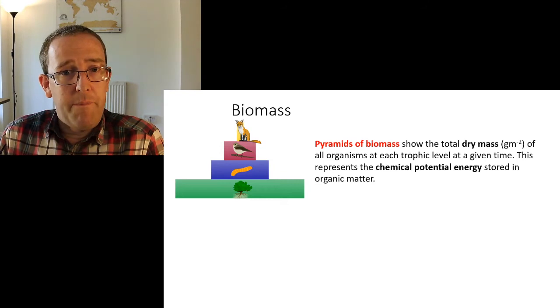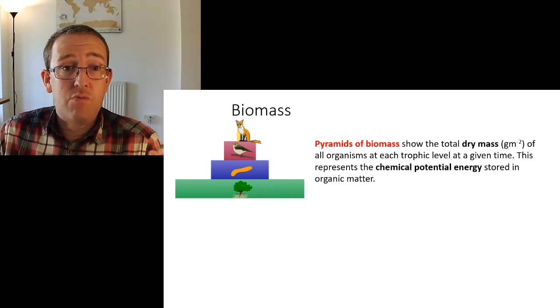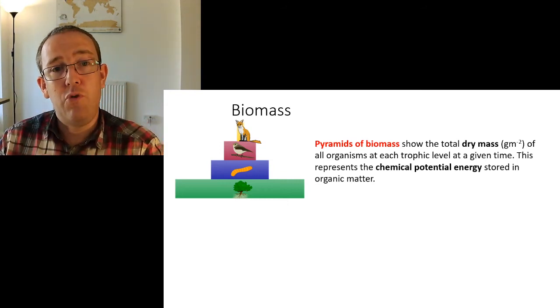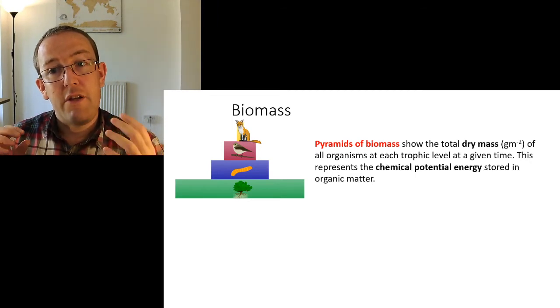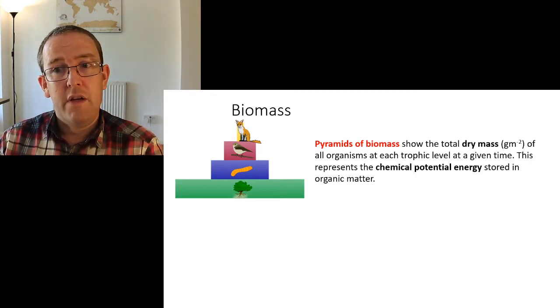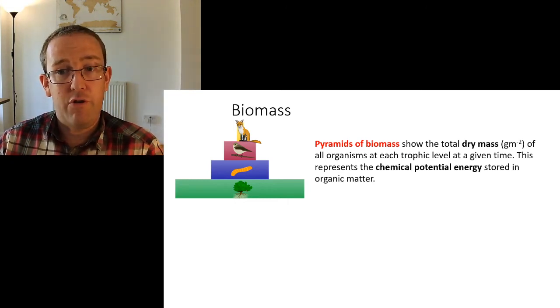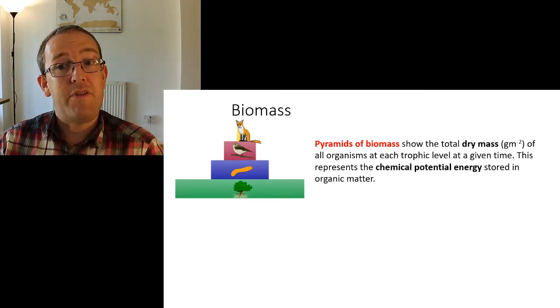These are pyramids that basically give us a visual representation of how much energy is moving up a food chain. Okay, they show the dry mass, in grams per meter squared, of all organisms at each trophic level at a given time, which represents the chemical potential energy stored in the organic matter.